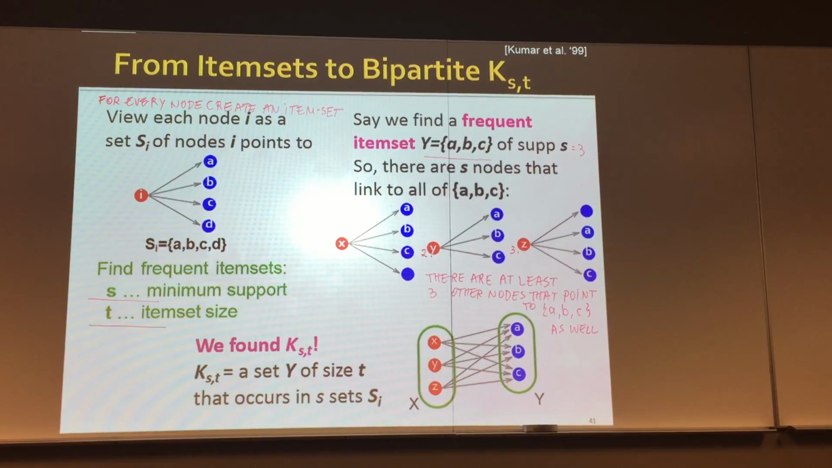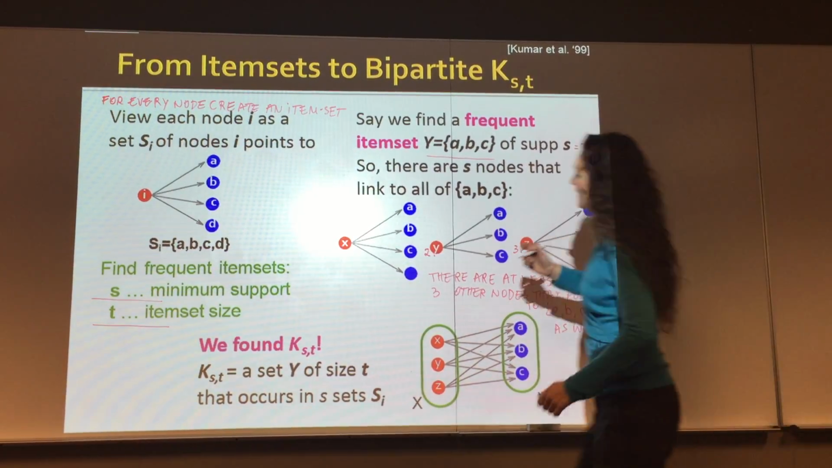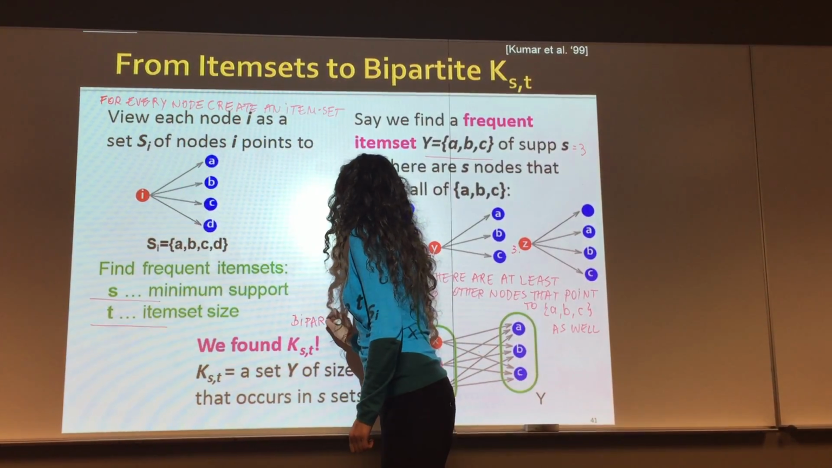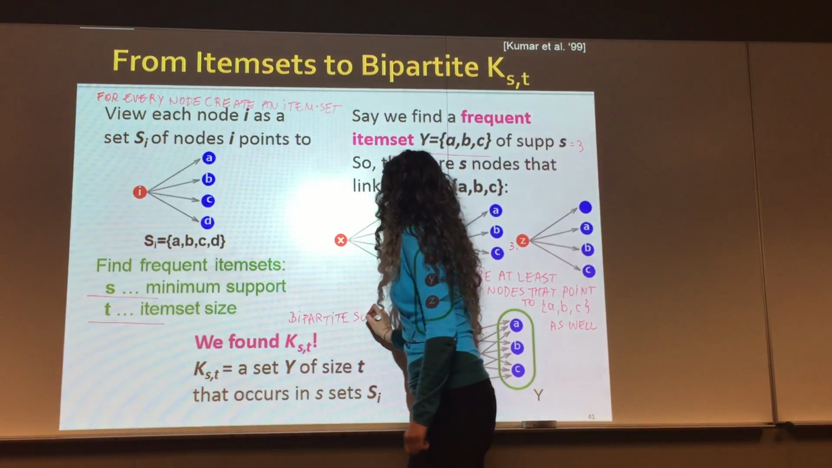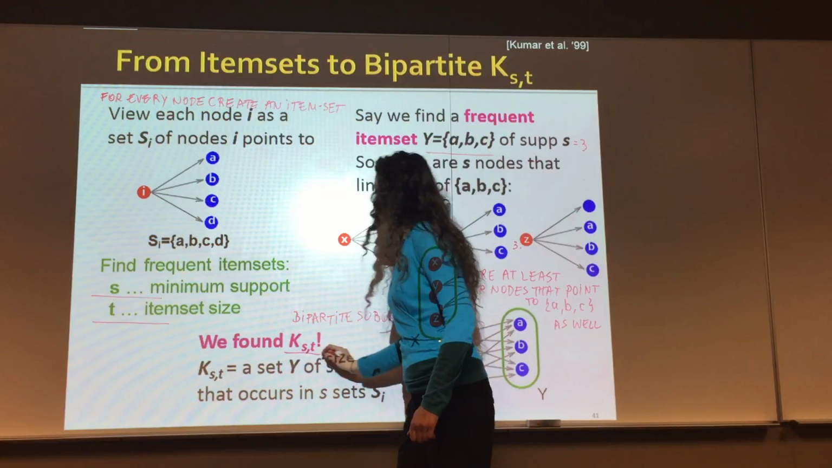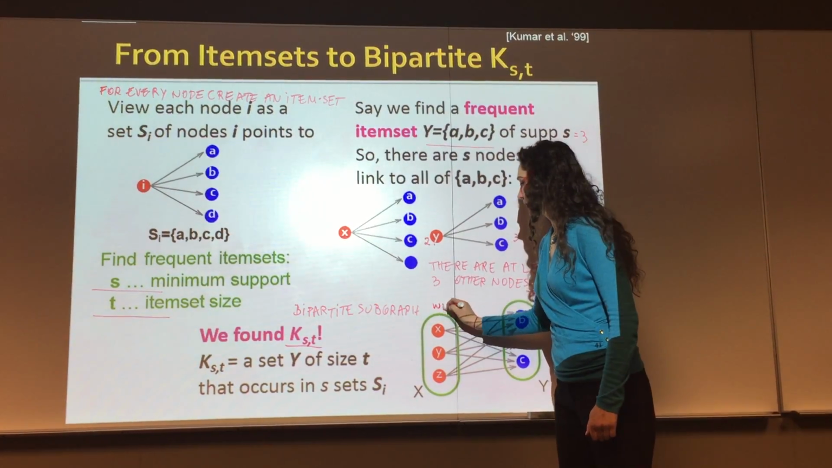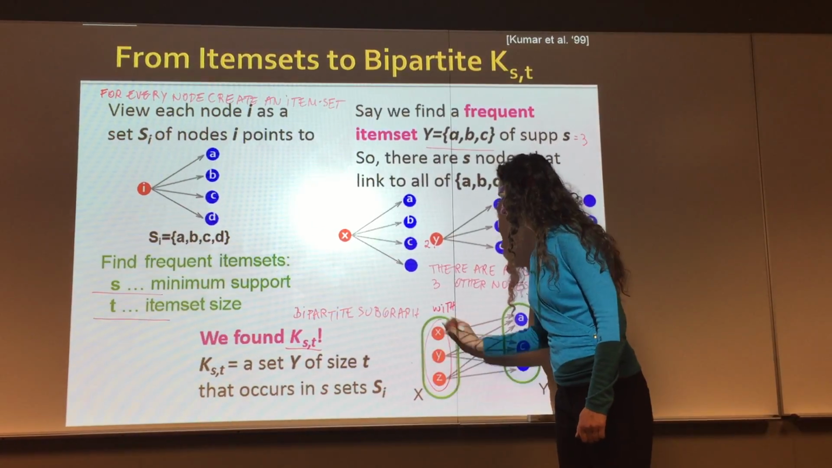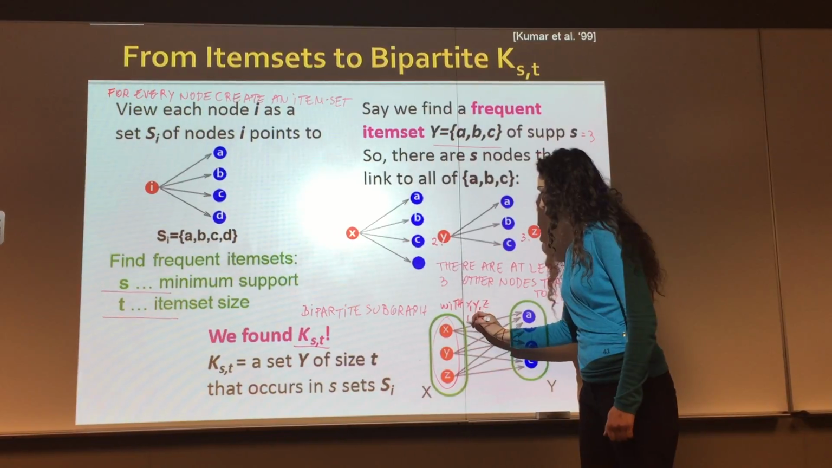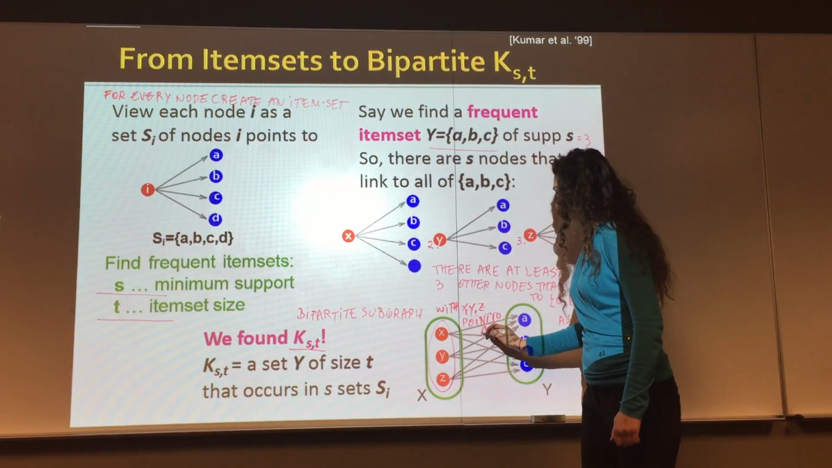So we have found the bipartite subgraph called KST with nodes XYZ that point to ABC.